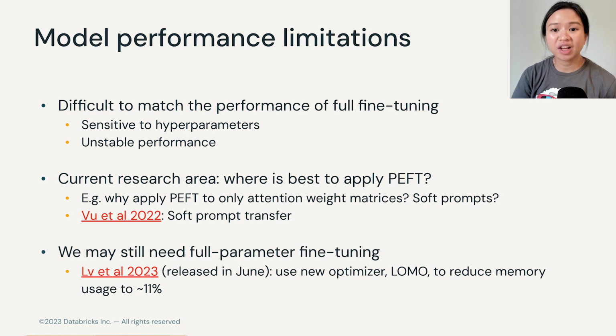So far, PEFT has been focusing a lot on storage reduction, in terms of how we can reduce the storage of multiple copies of the same foundation model. But storage is only one of the pieces. There is a group of researchers that just released a research paper in June this year that invented a new type of optimizer called LLM2 that can reduce memory footprint to only 11% of the original footprint that it requires.